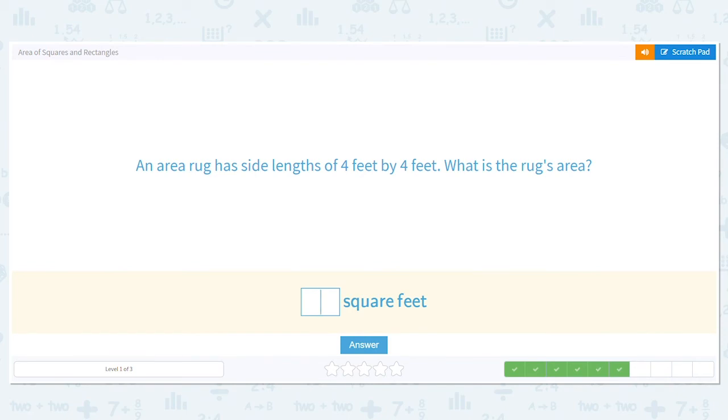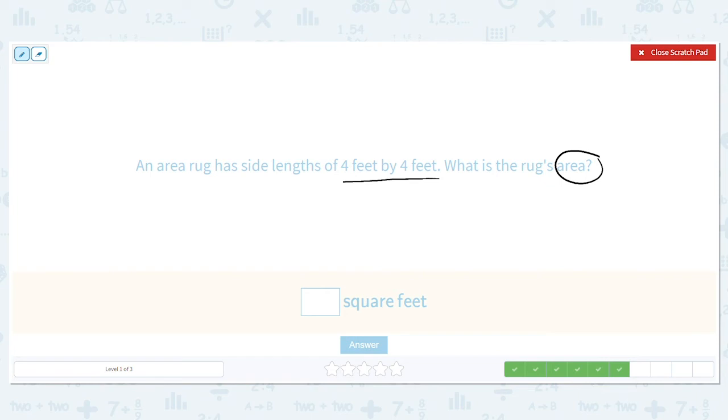An area rug has side lengths of 4 feet by 4 feet. What is the rug's area? Okay, again, we want the area, so we're doing our length times width. What are the dimensions? 4 feet by 4 feet. So what kind of shape is that? Is that a rectangle or square? Specifically, it's a square because all the sides are even. So I have 4 feet and 4 feet. How will I find that area?